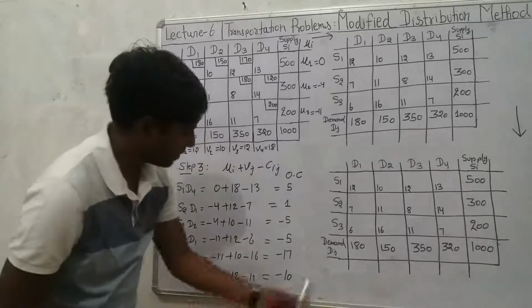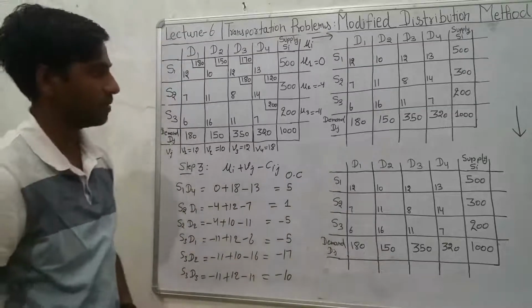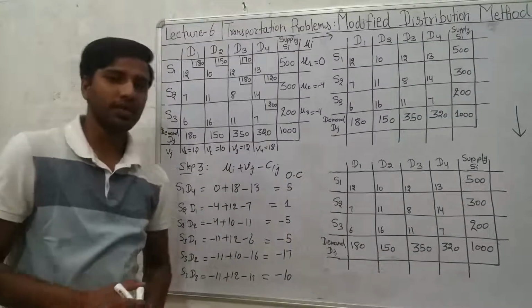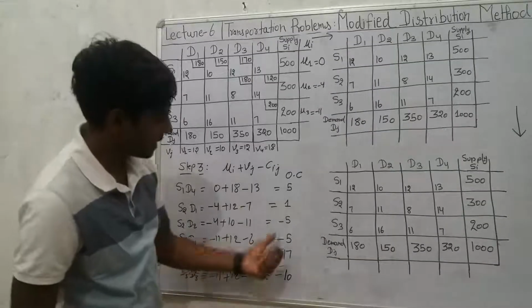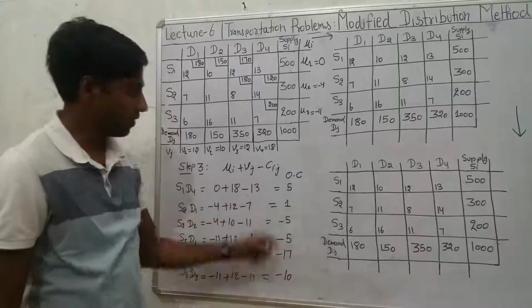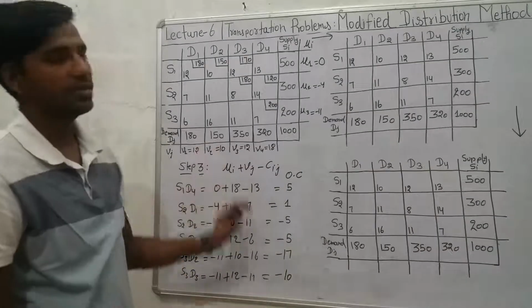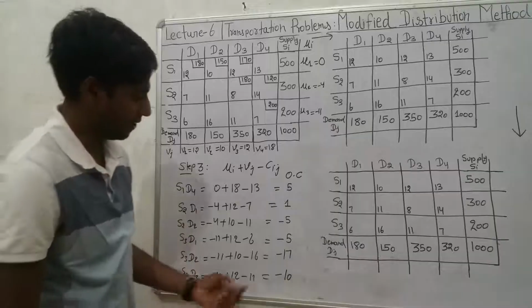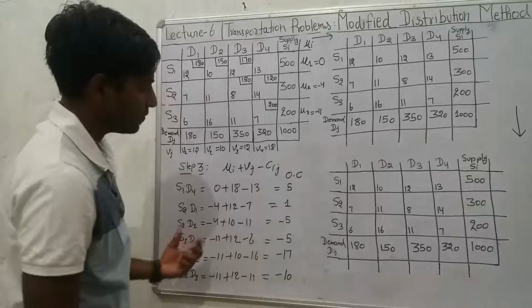Now, what is the basis to check if the solution is optimal or not? The same way that we used in stepping stone method, we look at the sign of the opportunity cost. If all the opportunity costs are negative, it means the solution is optimal. And if it is not the case, then the solution is not optimal. Then we have to improve it.